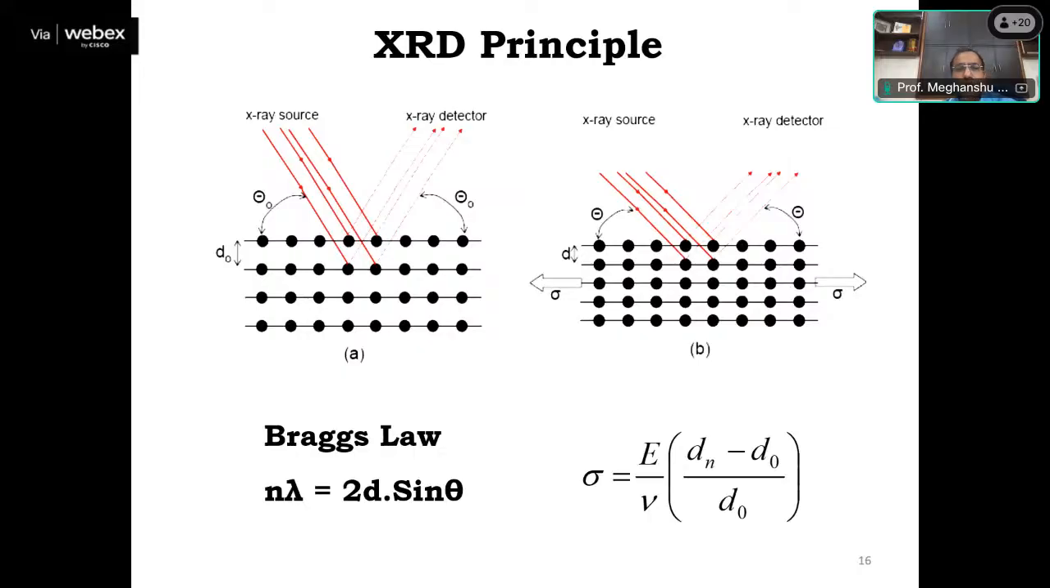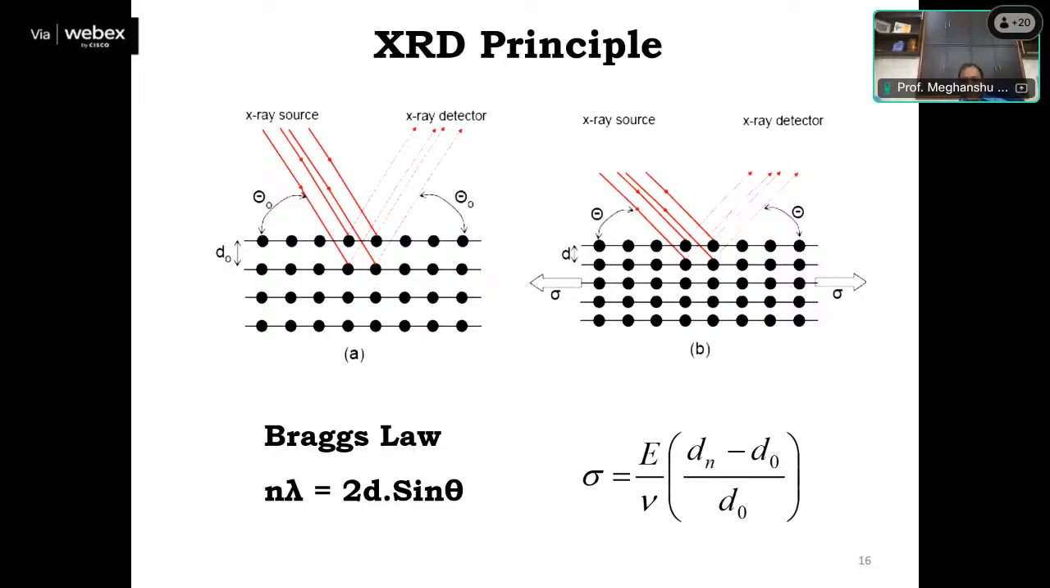X-ray diffraction technique uses an X-ray source and an X-ray detector. By using this X-ray source and detector, we can easily measure this interplanar distance. The amount of reduction or increase in interplanar distance is directly proportional to the amount of tensile or compressive residual stress. If we apply tensile residual stress, the distance will reduce, but if we apply compressive residual stress, the distance will increase.